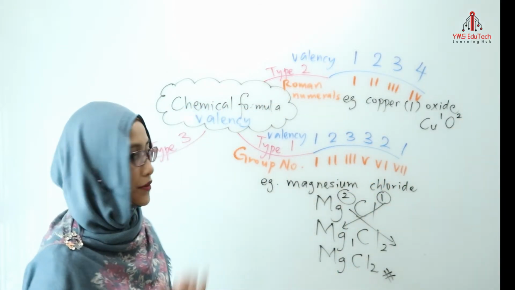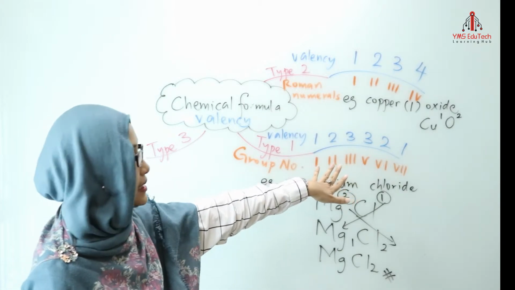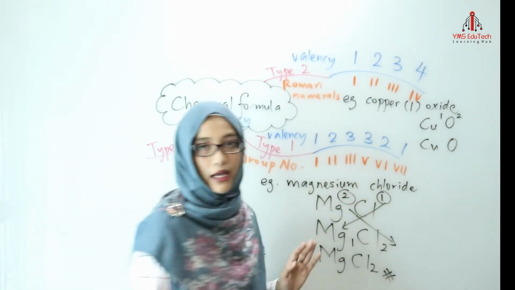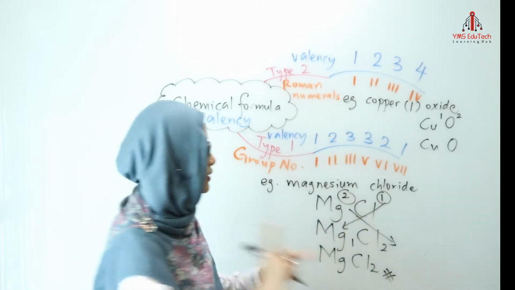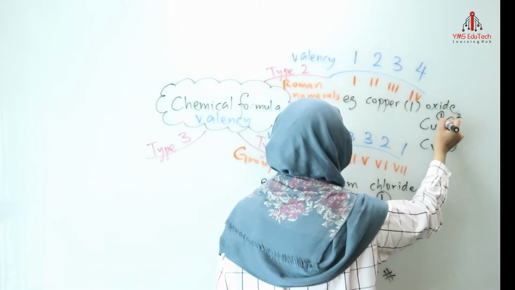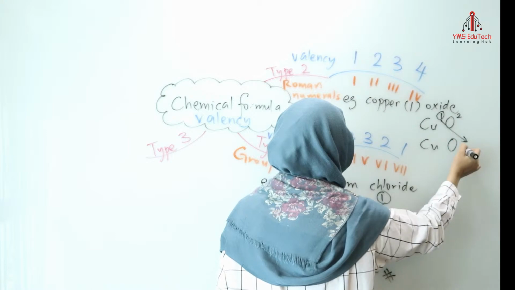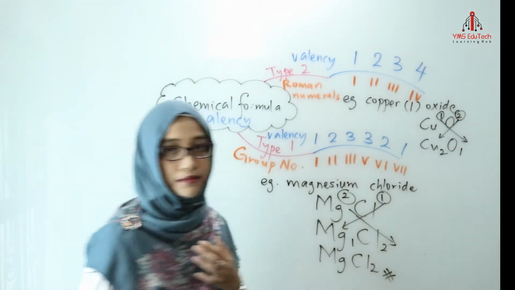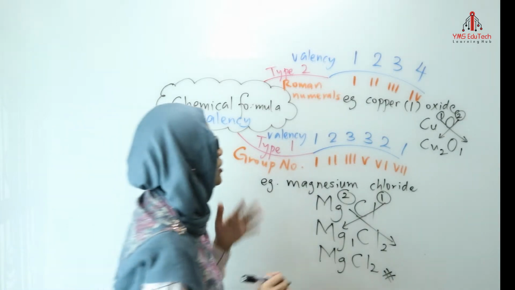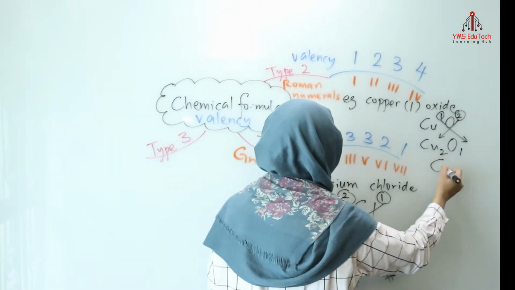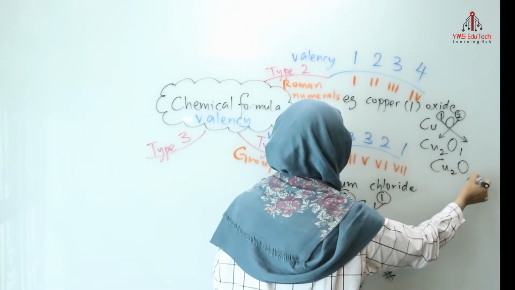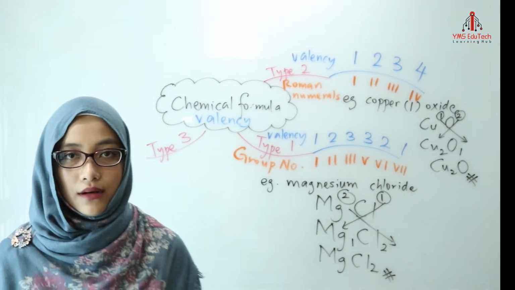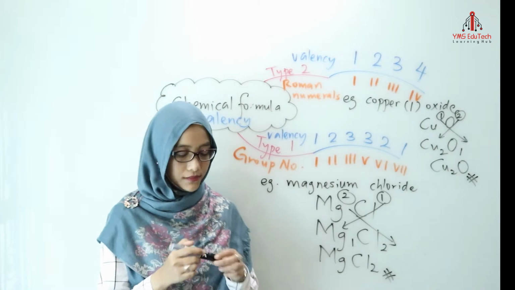So write the symbol, write their valencies. Next, rewrite the symbol CuO, and we're going to crisscross their valencies. So 1 goes to here, 2 goes to here. So the final formula of copper 1 oxide will be Cu2O. Alright, Cu2O.